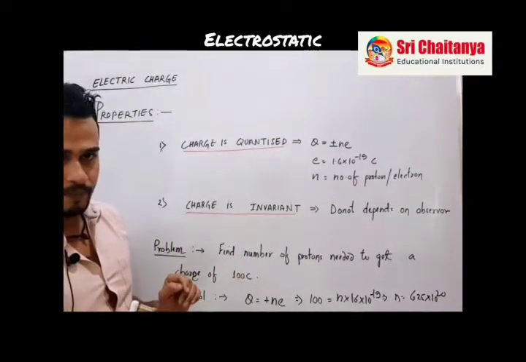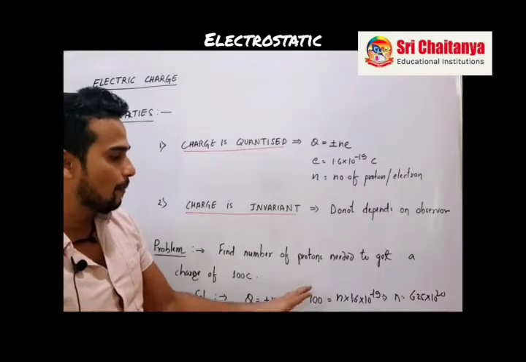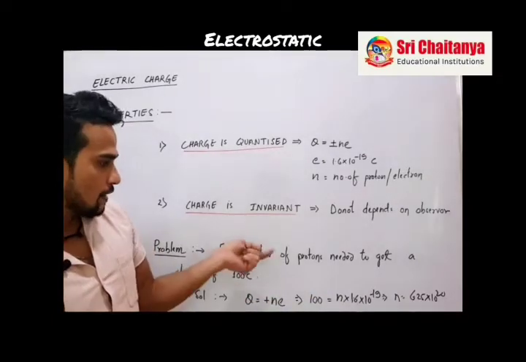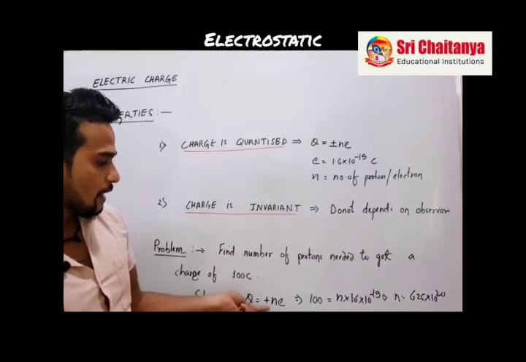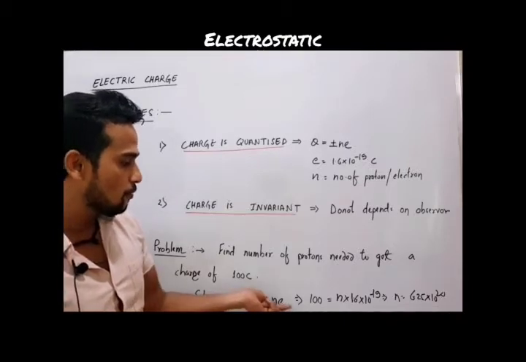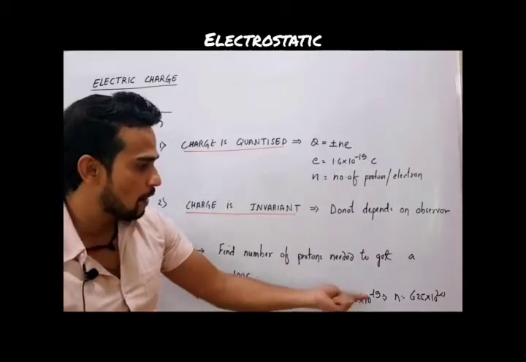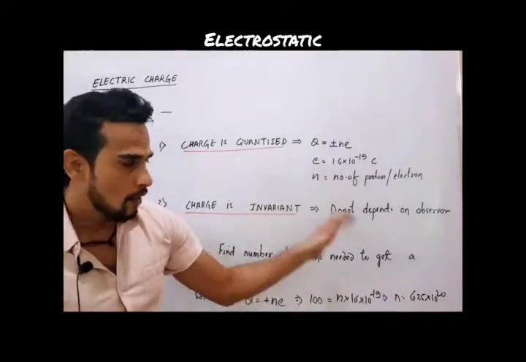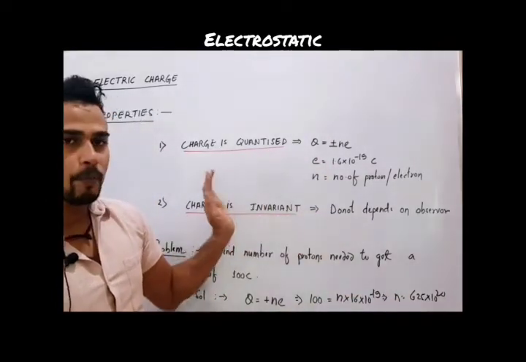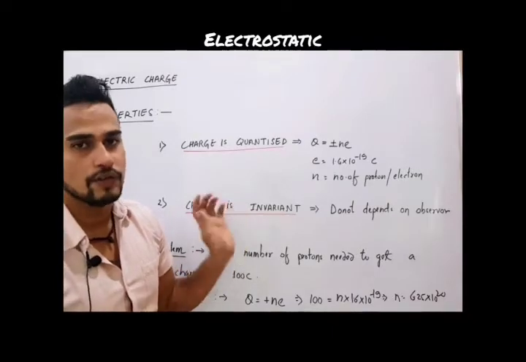That means Q is given, and they are asking you to find the number of protons. So obviously the charge is positive, so I will be taking plus. So Q will be equal to plus Ne. You can put the value of Q, e you already know, and from here you will get the value of N. So this is what we have got from the properties of charge.